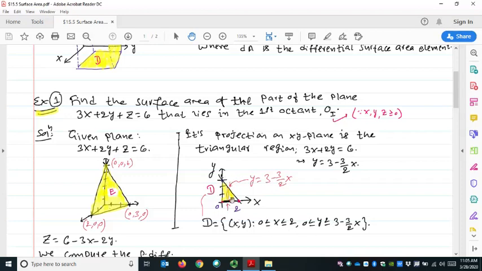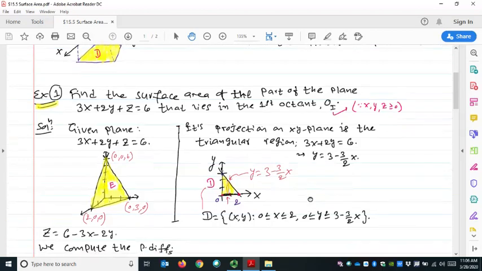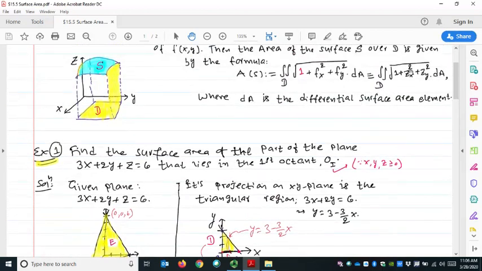So draw the slice, and then the lower limit of y is given by the x-axis, which is y equals 0, and the upper limit of y is given by this line, 3x plus 2y equals 6. Solve for y, then y equals 3 minus 3/2 x. So now we have the y limits. Now for the x limits, take x equals 0 and x equals 2. Great. So then, to apply the surface area formula, we do need to take the partial derivatives of our function with respect to x and with respect to y.